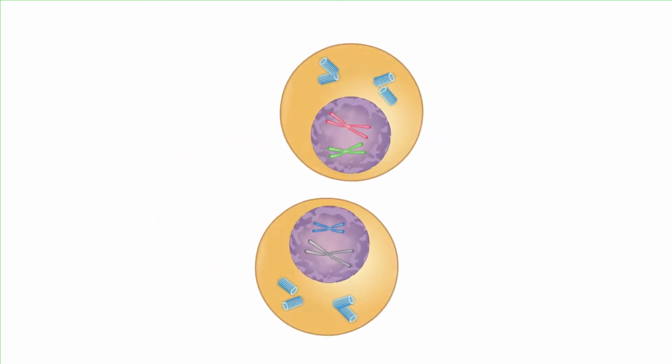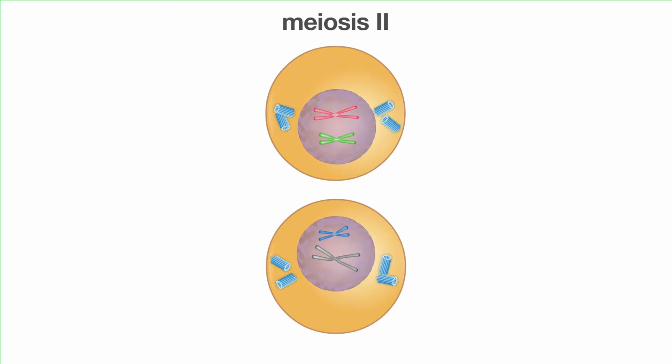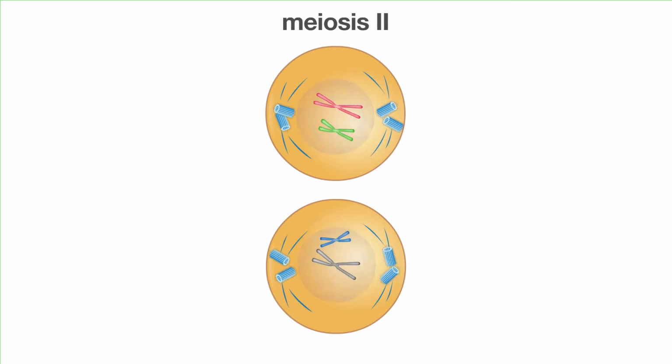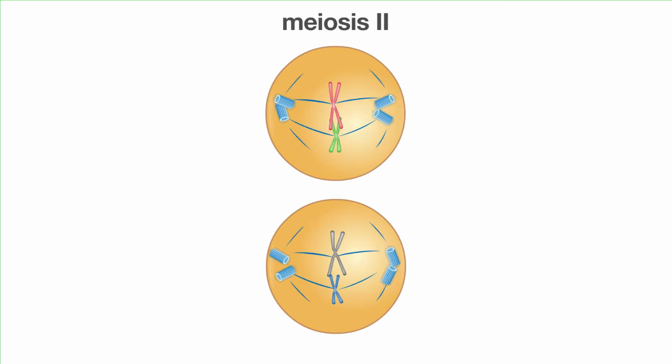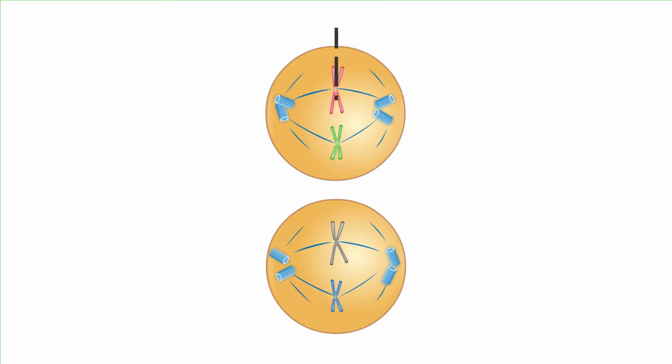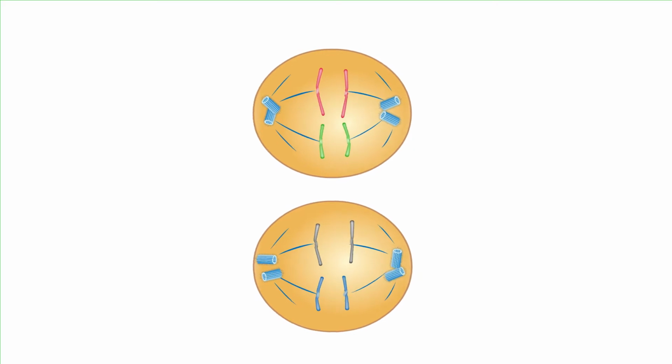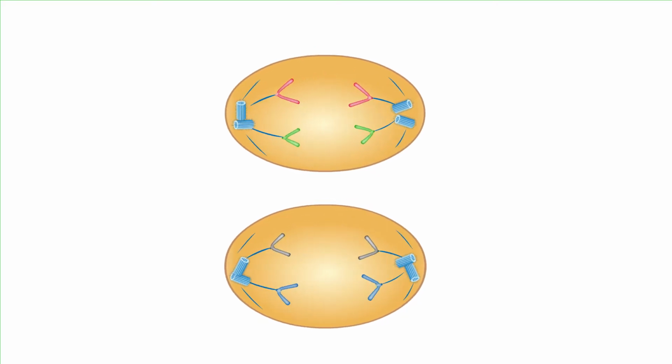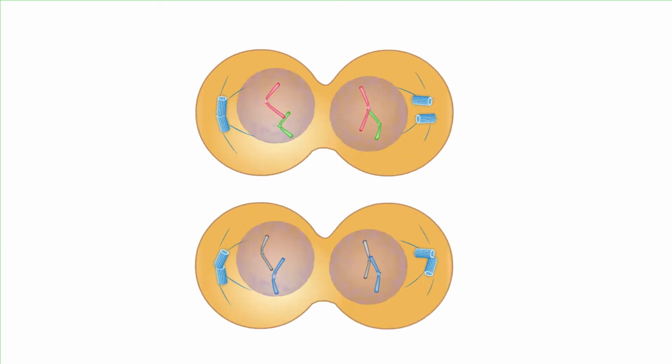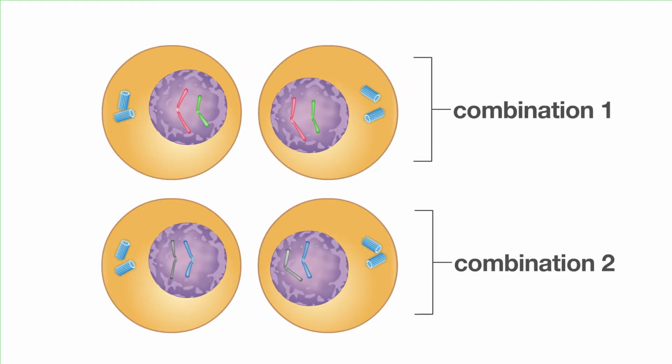As meiosis II begins, the nuclear membrane breaks down, and centrioles move to opposite sides of the cell. Spindle fibers align the chromosomes at the cell equator. The sister chromatids are pulled apart from each other and move to opposite sides of the cell. The gametes formed contain two different combinations of chromosomes.